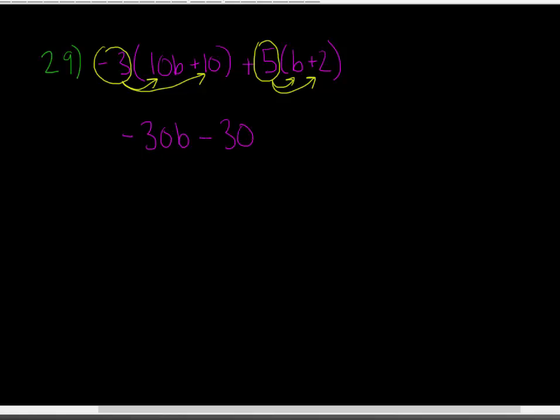Be sure to change your sign when you multiply by the negative. And then here, since we're distributing a +5, this positive sign is going to stay the same. We'll have 5b plus 10. And then the last step is to go about combining like terms.